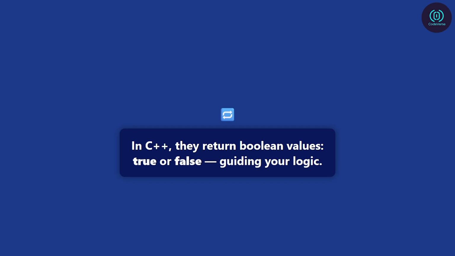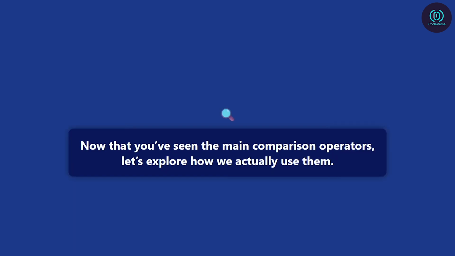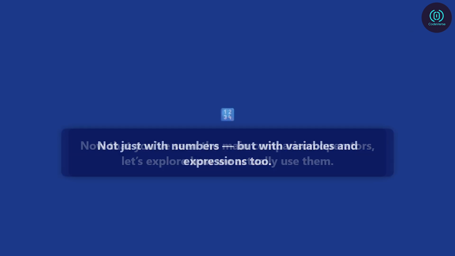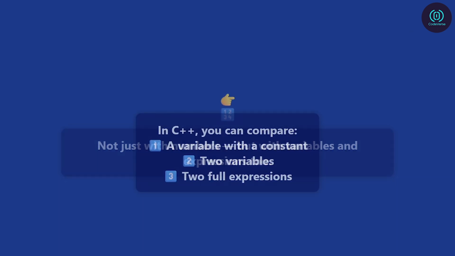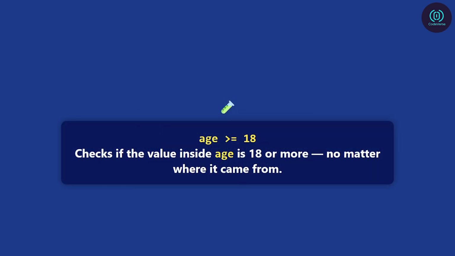Now that you've seen the main comparison operators, let's explore how we actually use them. Not just with numbers, but with variables and expressions. In C++, you can compare a variable with a constant, two variables, or even two full expressions. For example, if you write age greater than or equal to 18, you're checking whether the value stored in the age variable is 18 or more. It doesn't matter if age came from user input or a calculation, comparison operators will handle it the same way.